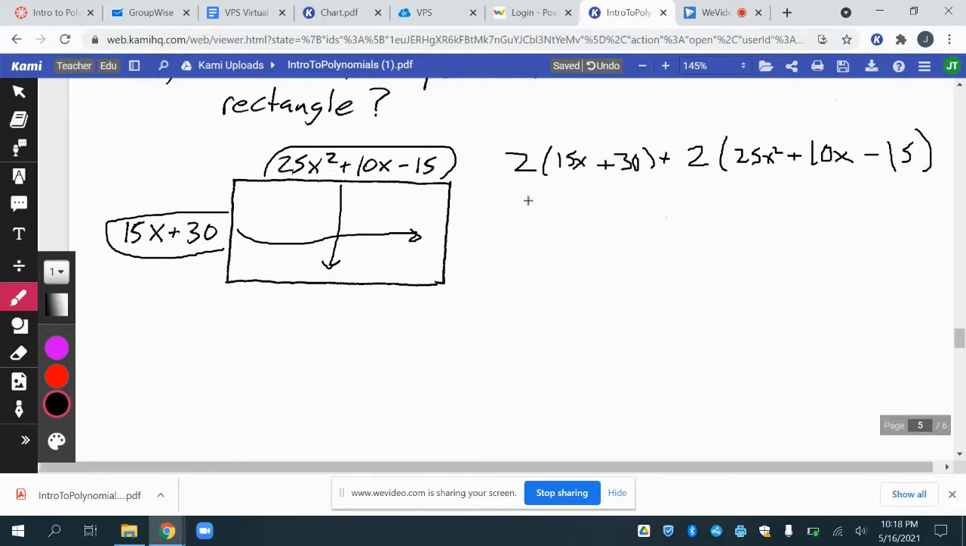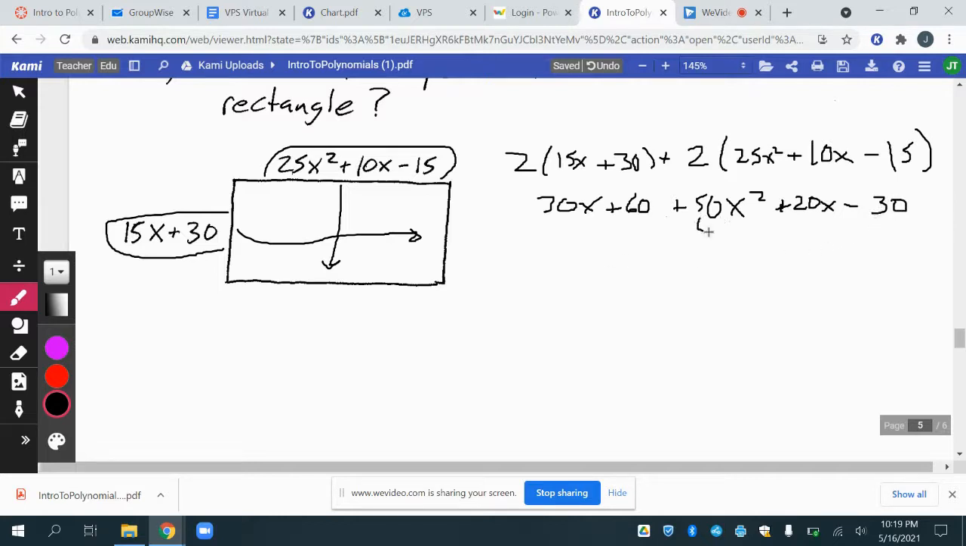All right, it's going to be 30 x's plus 60 plus 50x squared. So it's 50x squared plus 20x's minus 30. Now I have to add like terms.